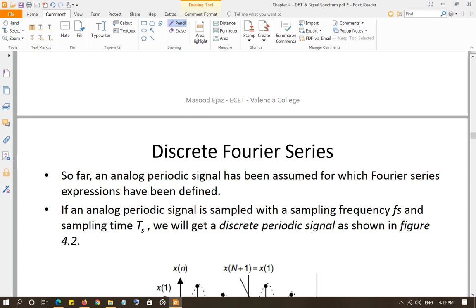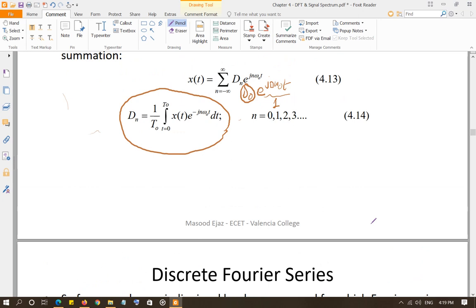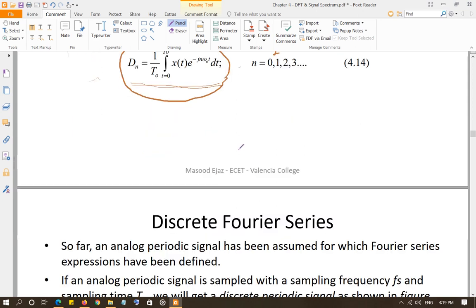So, discrete Fourier series. As I explained in the last video, the discrete Fourier series is going to come from this equation, so keep this equation in mind. How do we calculate the discrete Fourier series? The concept is very simple.